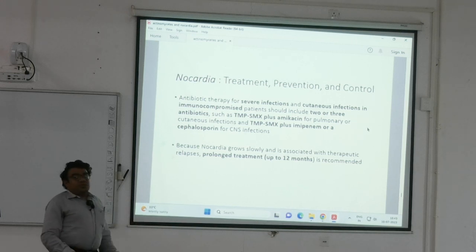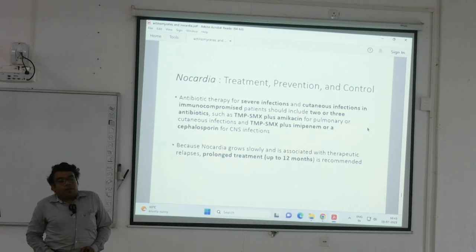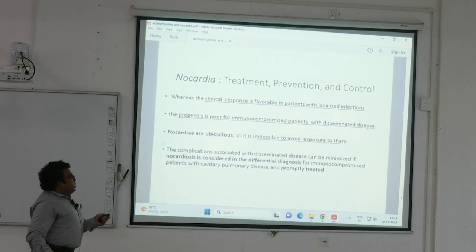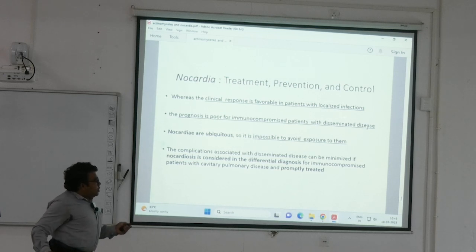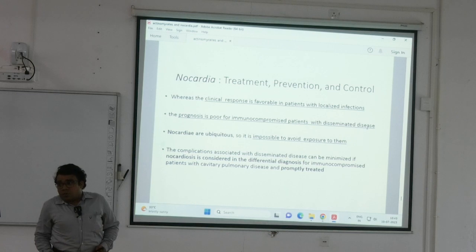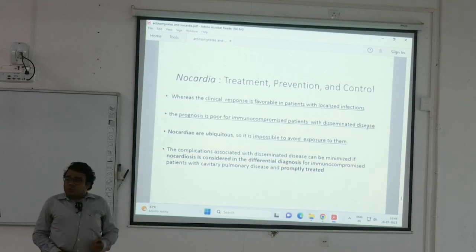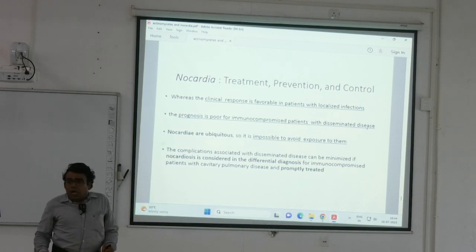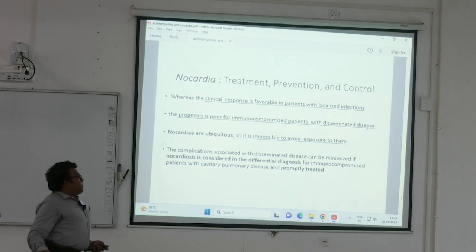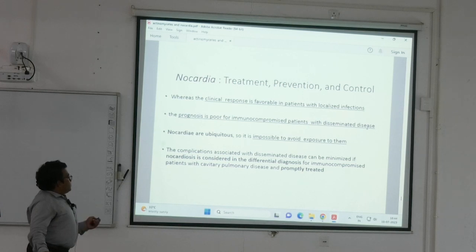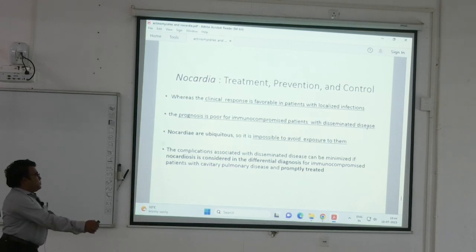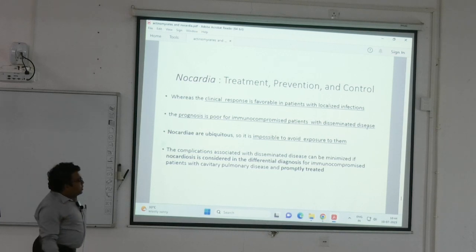Because it is a slow infection, the treatment should be prolonged, even up to 12 months. And if the clinical response is not well seen, we have to consider whether the patient is immune compromised or not. Why? Because in immune competent patients and in superficial infection like cutaneous infection, the prognosis is good. However, in immune compromised patients and in disseminated infection, the prognosis is poor. Just remember this last point.